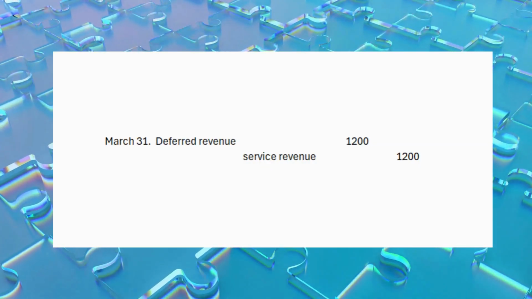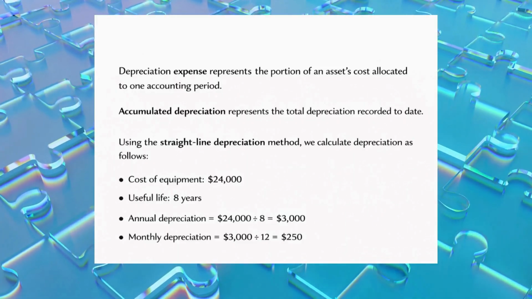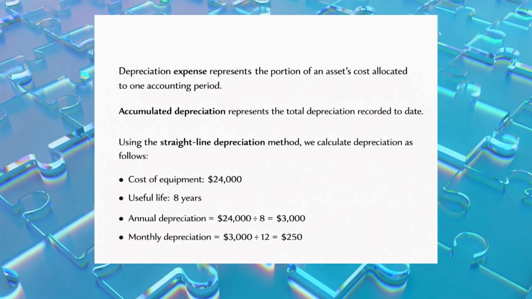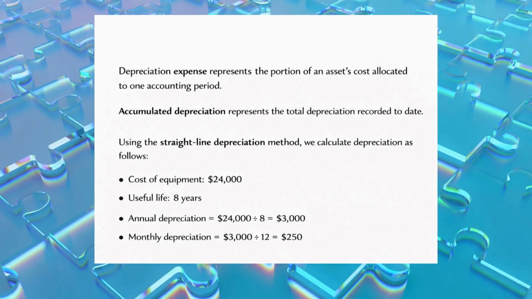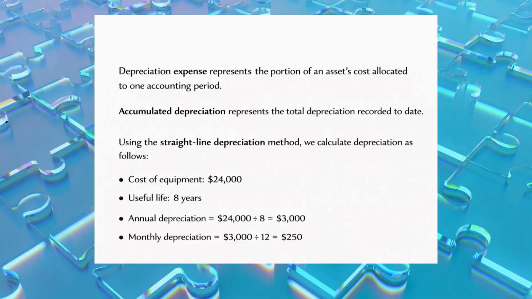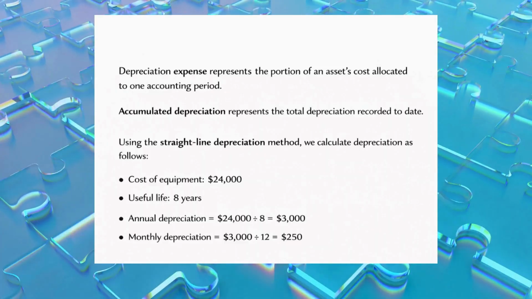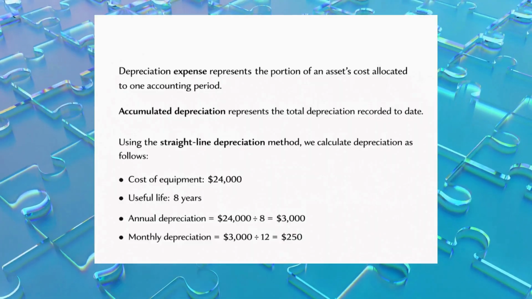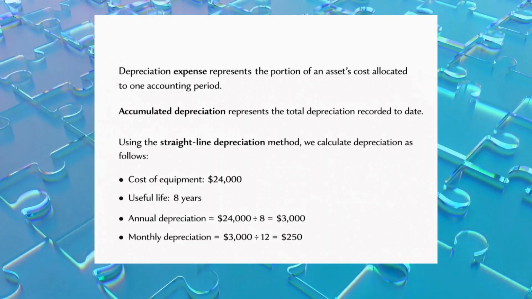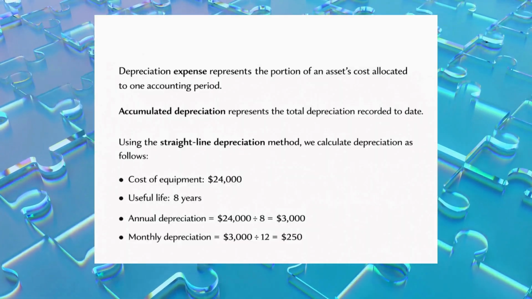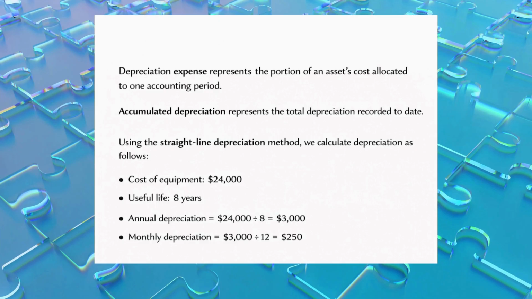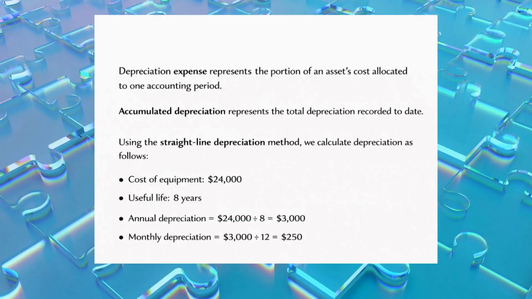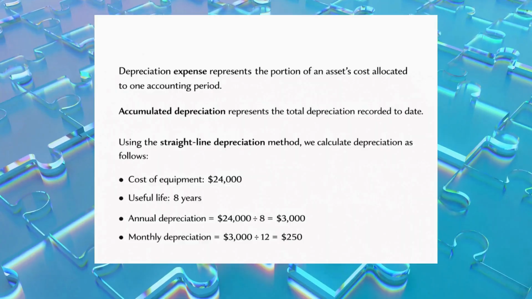Now let's talk about depreciation. Depreciation expense represents the portion of an asset's cost allocated to one accounting period. Accumulated depreciation represents the total depreciation recorded to date. Using the straight-line depreciation method, we calculate depreciation as follows. Cost of equipment, $24,000. Useful life, 8 years. Annual depreciation equals $24,000 divided by 8 equals $3,000. Monthly depreciation equals $3,000 divided by 12 equals $250.